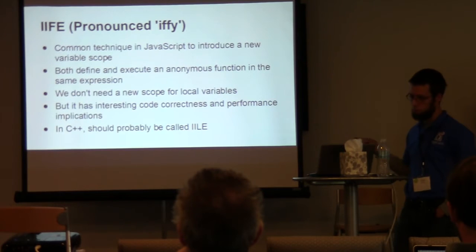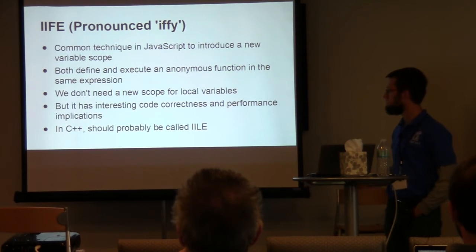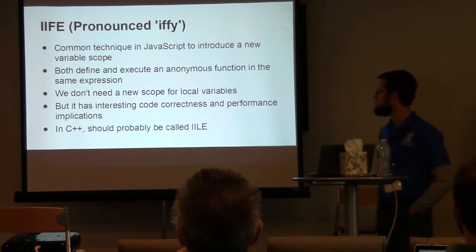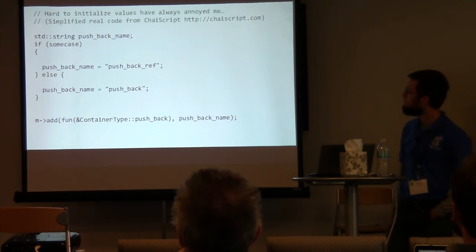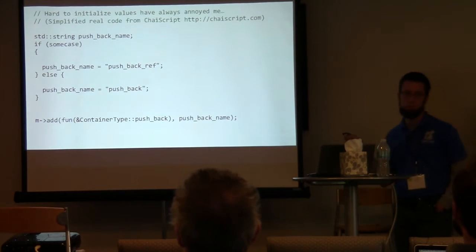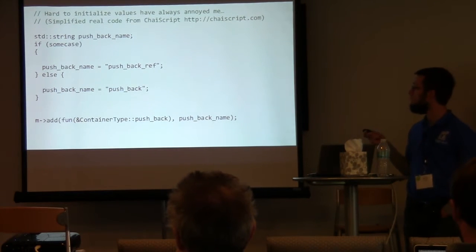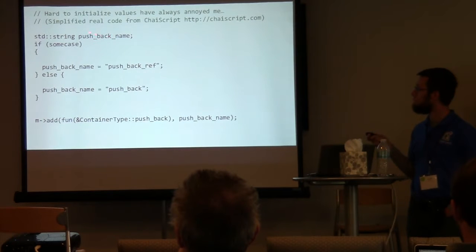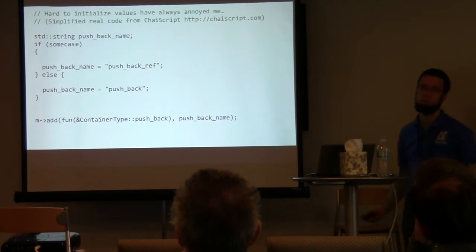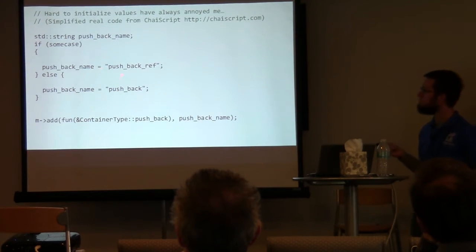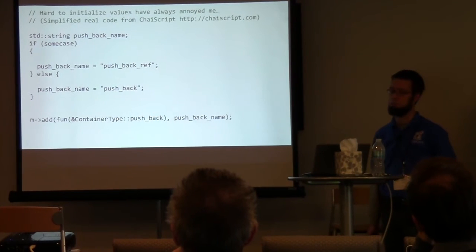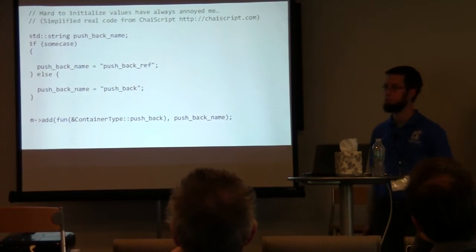But we don't have function expressions in C++, so maybe this should be called ILE, immediately invoked lambda expressions. This is the gist of my entire talk here. This code has always annoyed me. What I'm trying to figure out: I've got some variable that can have one of multiple values, and then I need to pass that to some other function. What is a good way to actually initialize pushback name in this case?